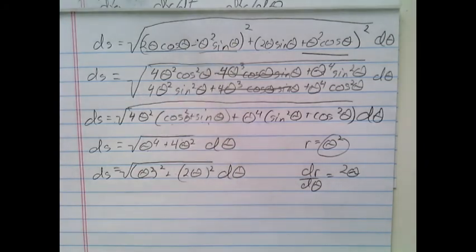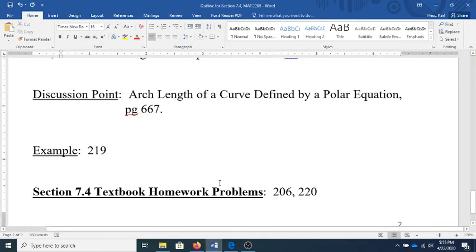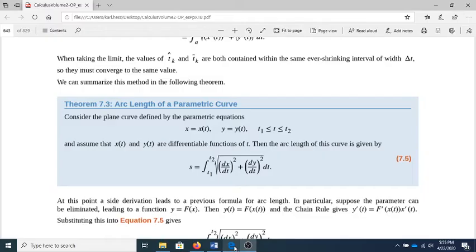Okay, and that's actually captured in a formula in the book. Let's look at that formula real quick. What's the outline say here? The outline says that is on page 667. So I gotta go to page 675.